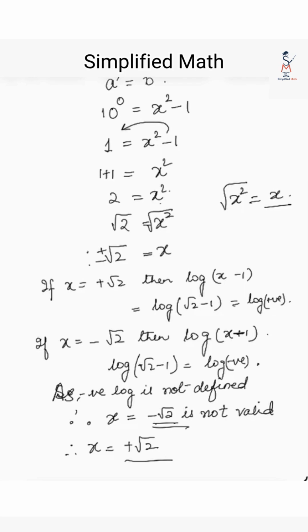In some places minus root 2 can also be valid. So we will have to check which value of x will be valid and which will not be valid. We will put the value of x in the log, and the argument of the log has to be positive. If it is negative, that means that value of x is not valid.